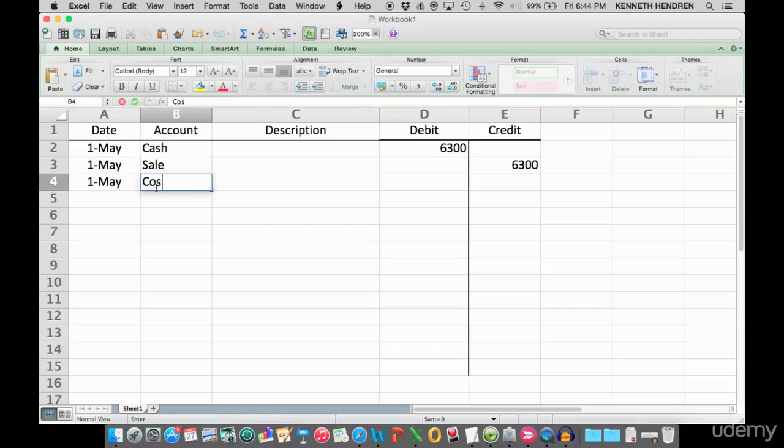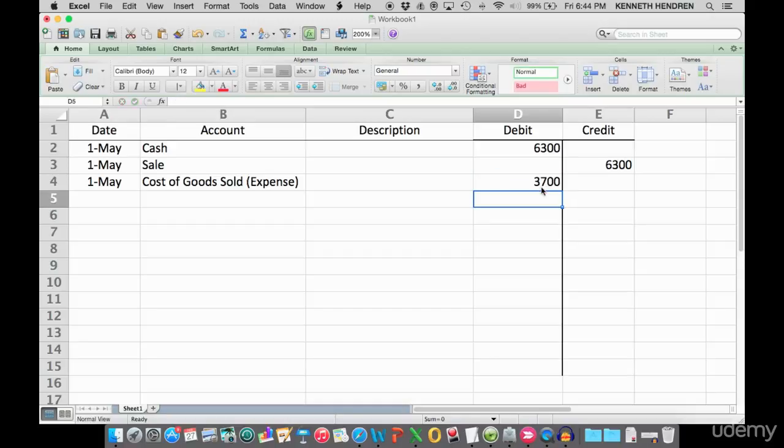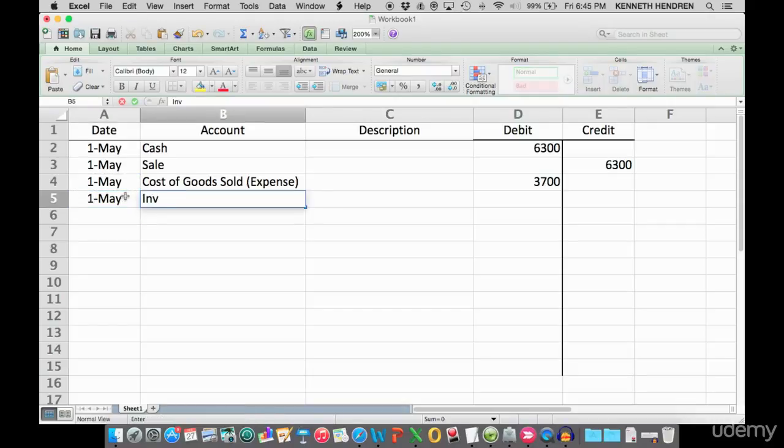Okay, so we have cost of goods sold, which is an expense. And that's going to be a debit of $3,700. And then we have inventory because we sold it. We don't have it anymore. And the credit to inventory is $3,700.